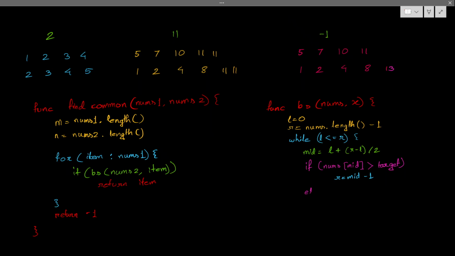Else if that is not the case, else if nums of mid is less than my target, that means mid value is less than my target, so the target must be present on the right side of the array. So I reassign my left equals to mid plus 1, correct?